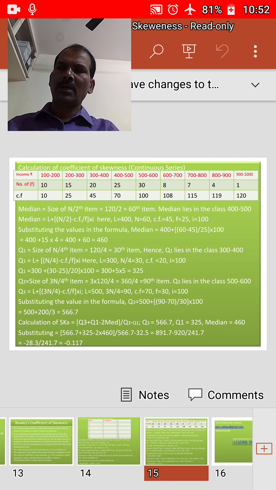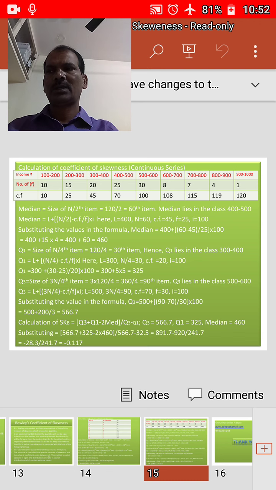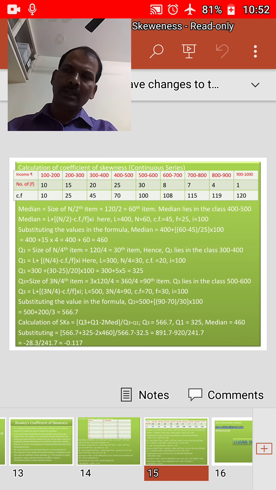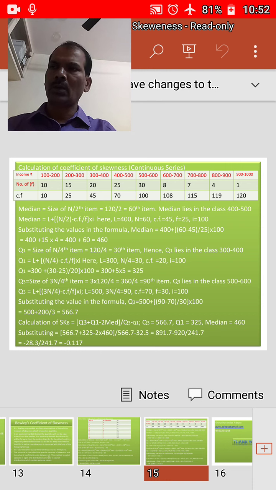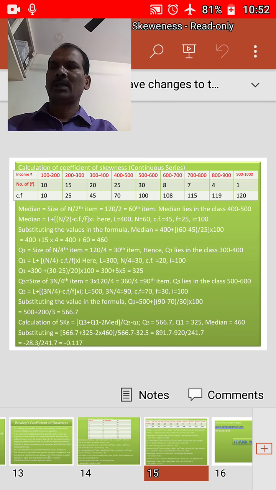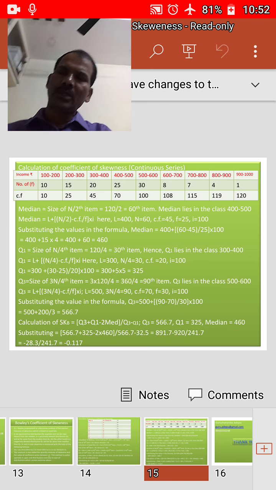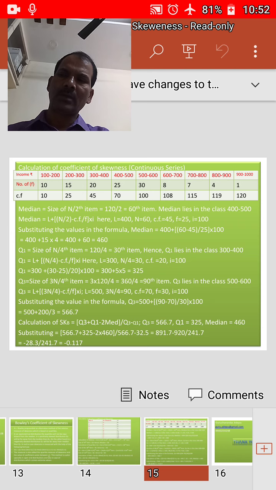The Q3 formula is L plus (3n by 4 minus Cf) by f into I. L is equal to 500, 3n by 4 is equal to 90, Cf is equal to 70, f is equal to 30, I is equal to 100. Substituting these values in the formula, Q3 is equal to 500 plus (90 minus 70) by 30 into 100, that is equal to 500 plus 200 by 3, which is equal to 566.7.